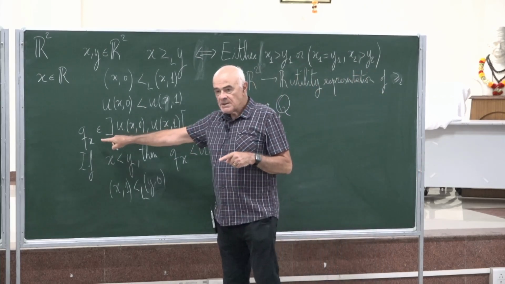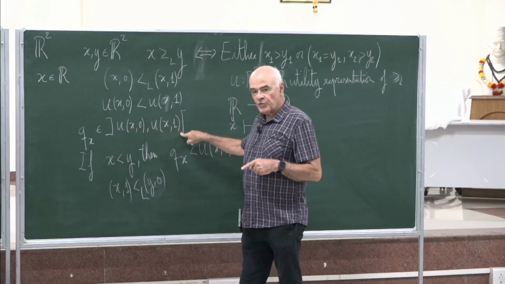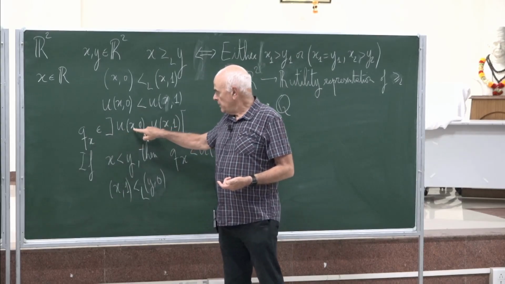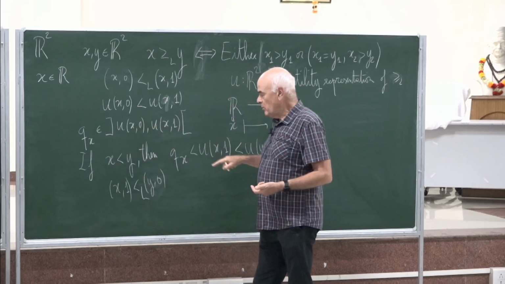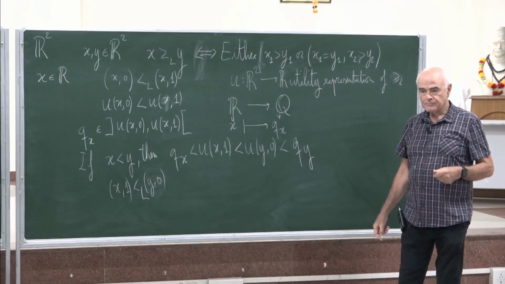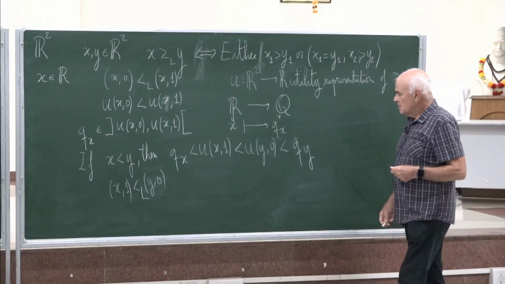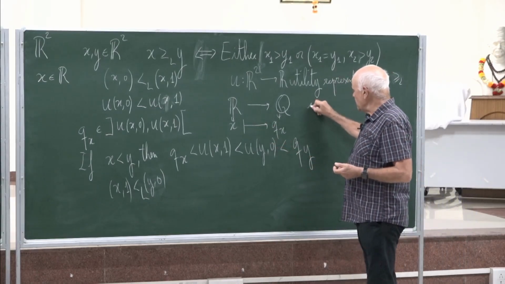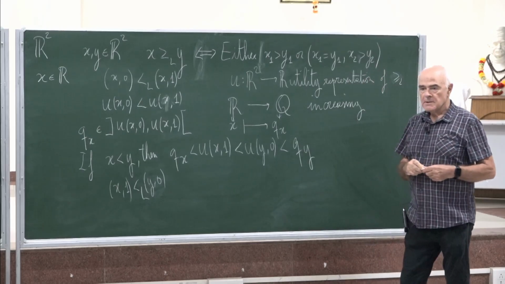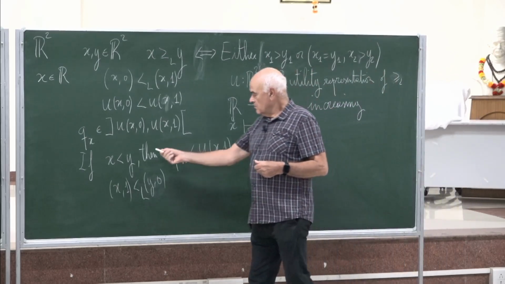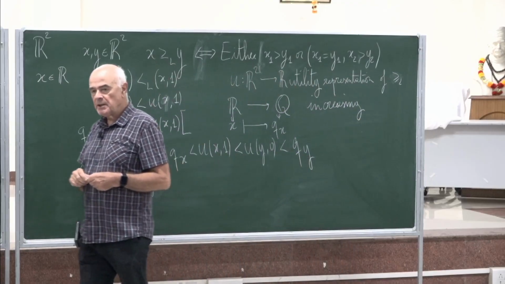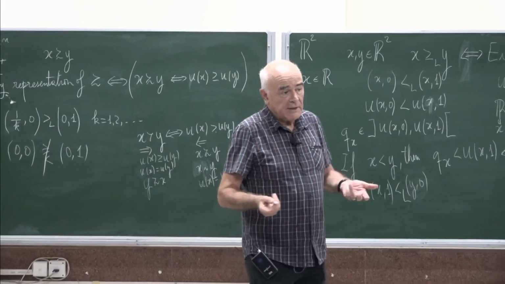And remember that qx is between u of x0 and u of x1 for every x, in particular for y. So qy is between u of y0 and u of y1, which means that it is greater than qx. This proves that this function is increasing. For y larger than x, qy is strictly larger than qx. It's strictly increasing. Then it is injective.